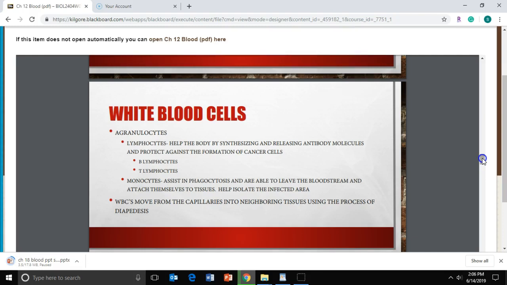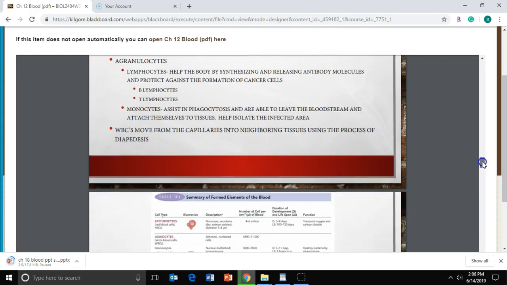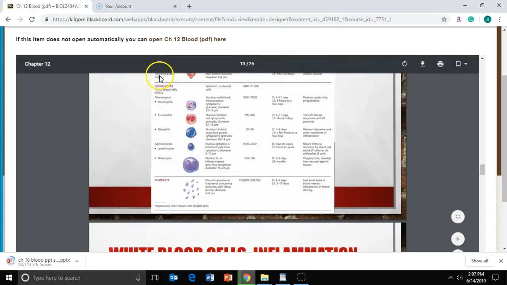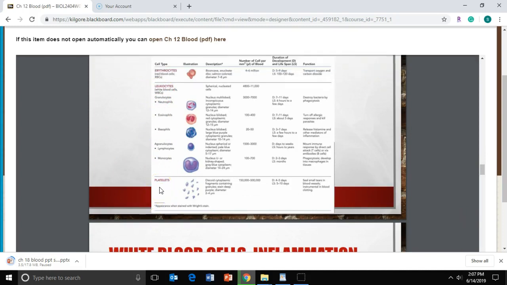So white blood cells can move from the inside of capillaries into neighboring tissues using a process called diapedesis. You can see here erythrocytes, leukocytes, and also platelets. Keep in mind that platelets are not really cells, but only fragments of cells.